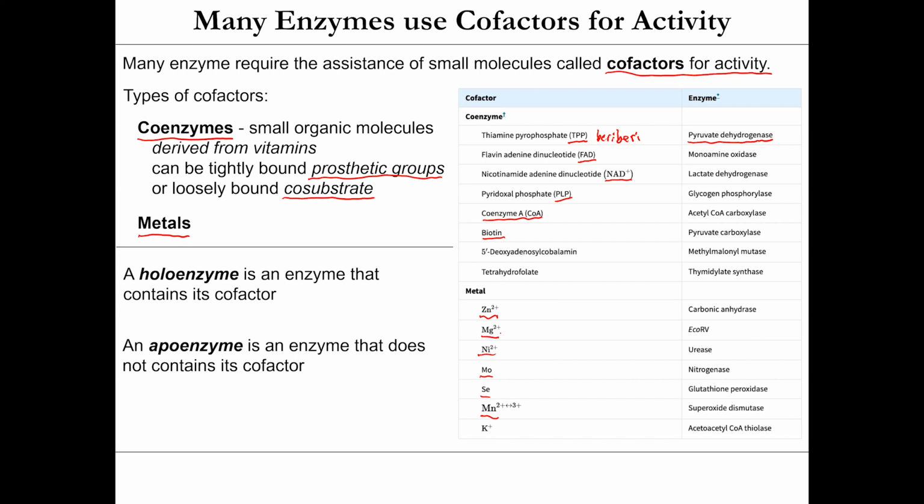That's magnesium up here, and then potassium. So the metals are commonly used in all sorts of different enzymes. And so the term for an enzyme that contains its cofactor would be a holoenzyme. So you can just think of the enzyme as whole at that position. And then an apoenzyme. Apo means without. So that would be an enzyme that does not contain its cofactor. So cofactors are very important for enzyme activity, and they're commonly used by a lot of different types of enzymes.